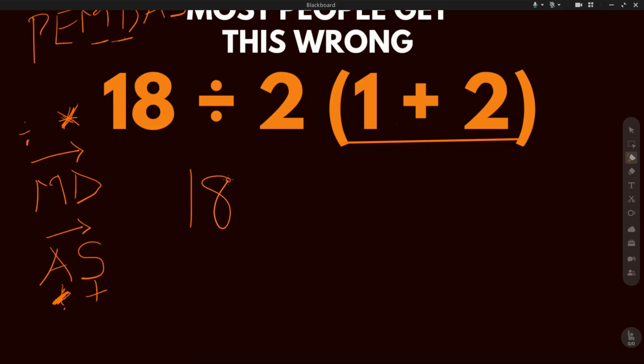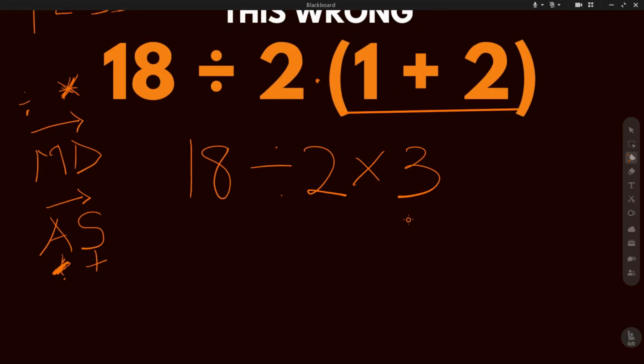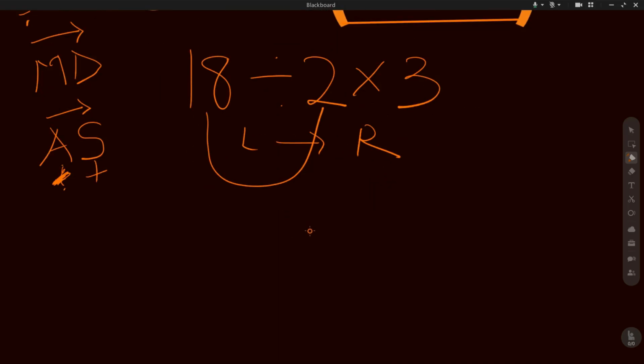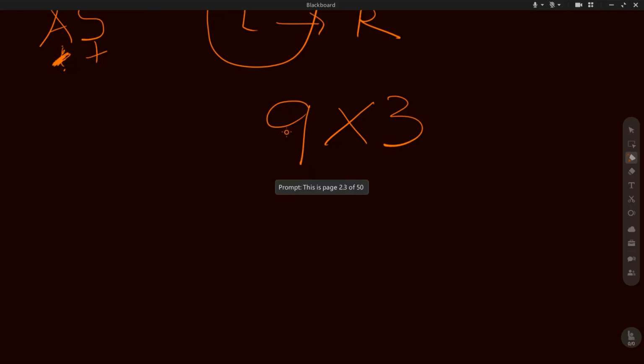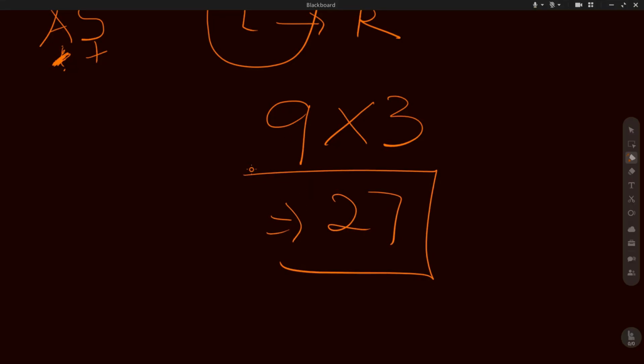We have 18 divided by 2. So as we said, we have to solve what we have in the bracket first. And this means times, so that means times 3. Now we are left with division and multiplication. Then what do we do? As I said, you have to solve from left to right. That means you will say 18 divided by 2, and this gives 9. So we'll be left with 9 times 3. And what is 9 times 3? 9 times 3 gives 27, which is the correct answer.